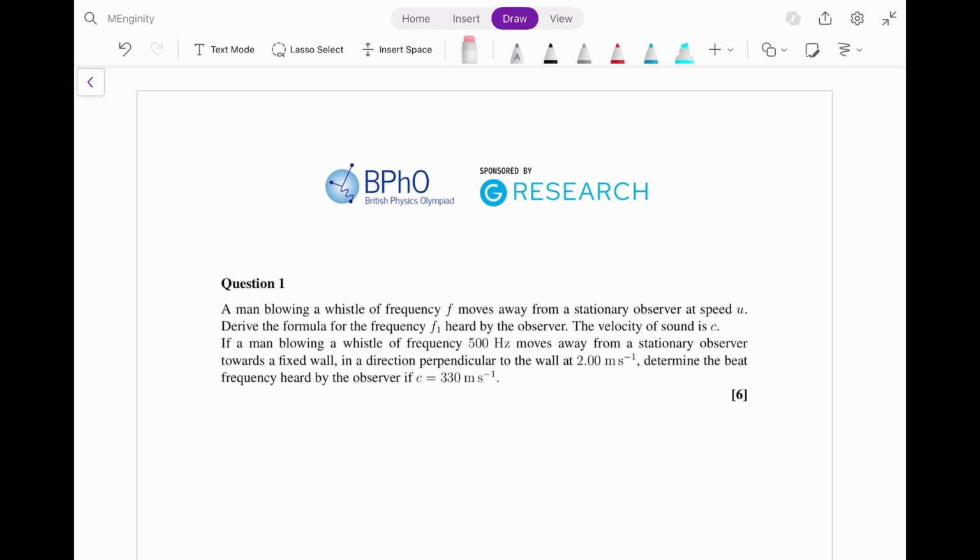If a man blowing a whistle of frequency 500 Hz moves away from a stationary observer towards a fixed wall in the direction perpendicular to the wall at 2 meters per second, determine the beat frequency heard by the observer if c, the speed of sound, is equal to 330 meters per second. So in this case, there's two questions, so let's look at the first question.